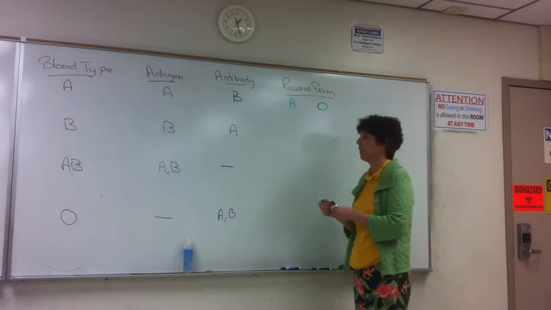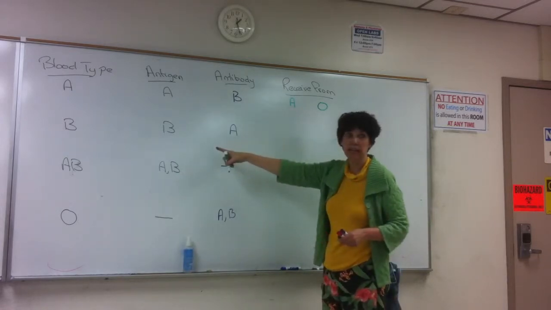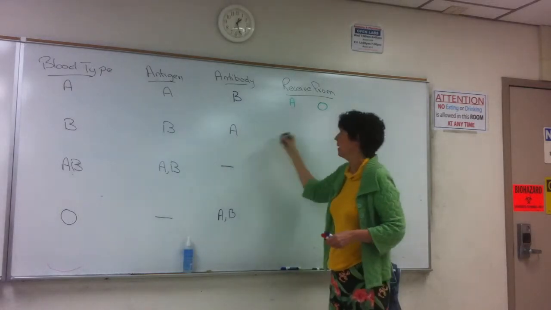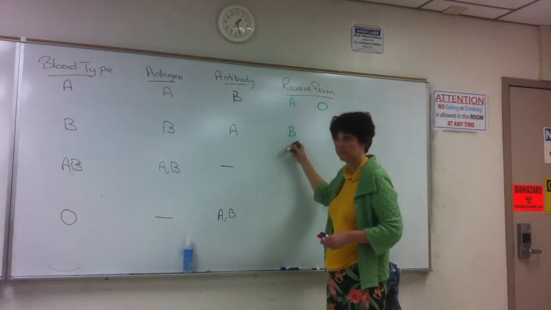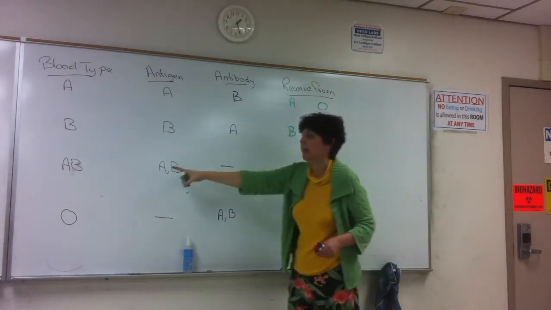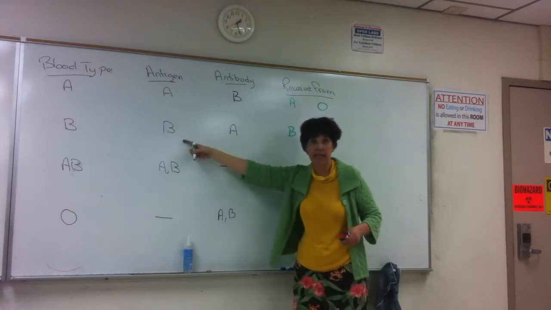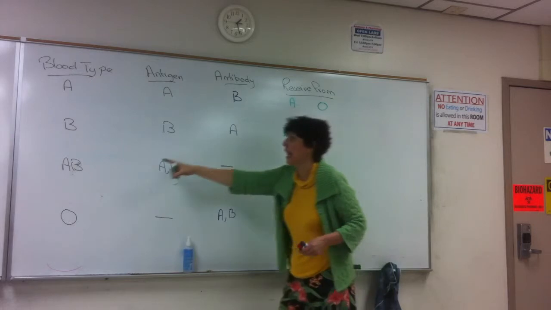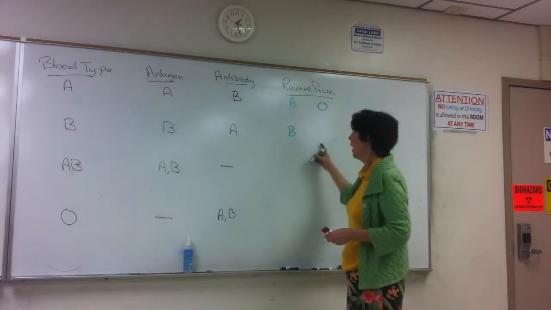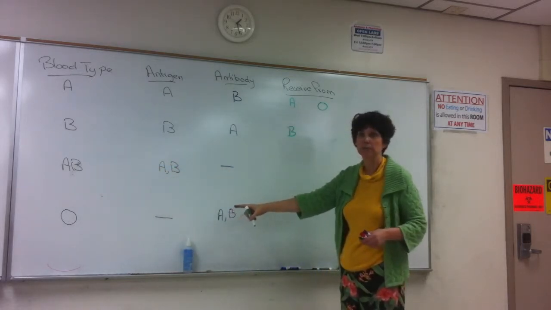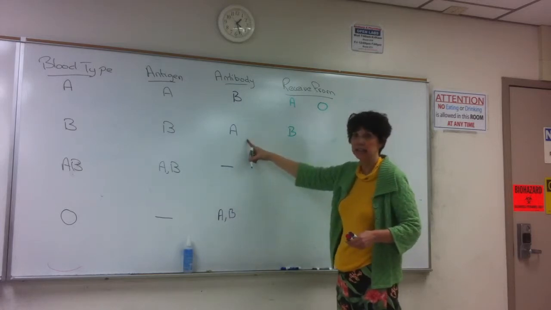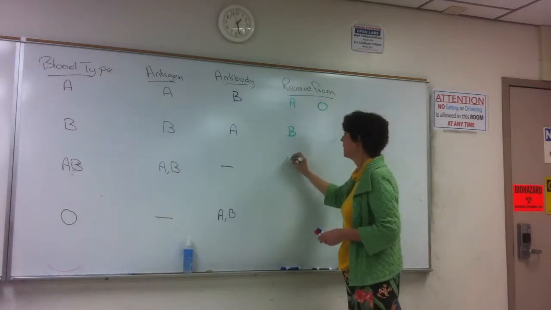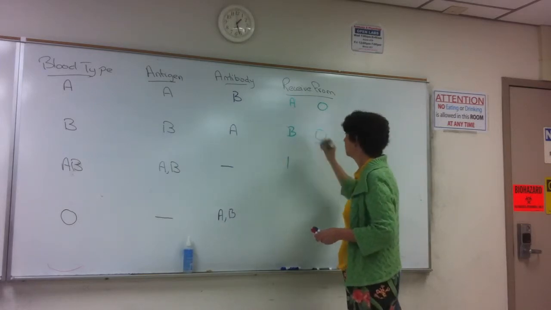Same rules the rest of the way. I can be blood type B, which has antibodies against A, but I can still receive B. I can't receive AB because I have antibodies against A. But for the same reason I can get O. I have antibodies against A, but O doesn't have A. So I can receive B, O.